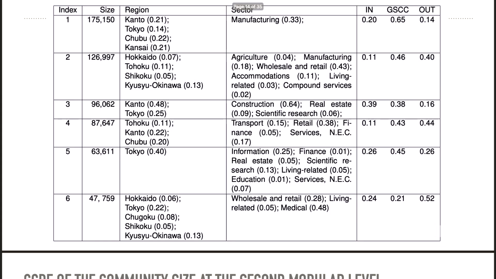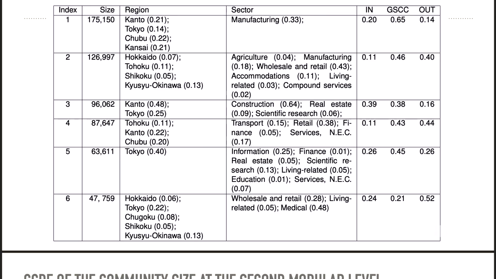The third largest community is again construction and real estate, which are also around Tokyo and the nearby region, Tokyo and Kanto. And fourth is the transport sector, transport and retail, which is also around this Kanto region, Tohoku, Kanto and Chubu. Maybe they have their offices there. So these are the components.